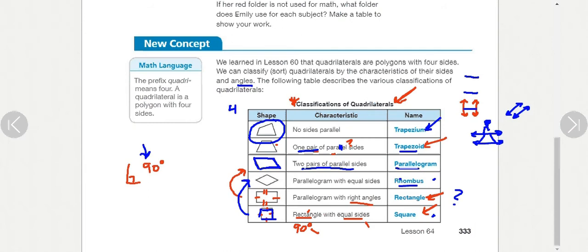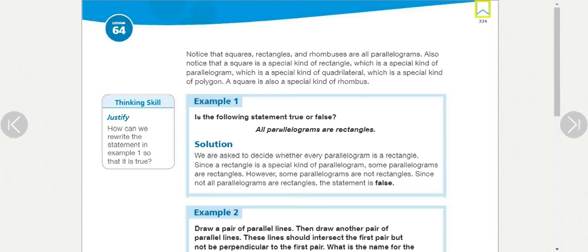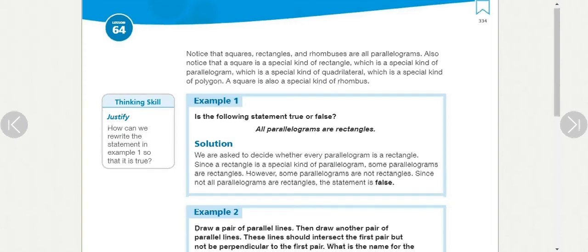Okay, so that's a lot of fun information. You can recap on your own with this excellent table. Squares, rectangles, and rhombuses are also parallelograms. Notice that a square is a special kind of rectangle, which is a special kind of parallelogram, which is a special kind of quadrilateral, which is a special kind of polygon, which is another word for shapes. So they all kind of fit together like that. A square is also a kind of rhombus. We talked about all that.